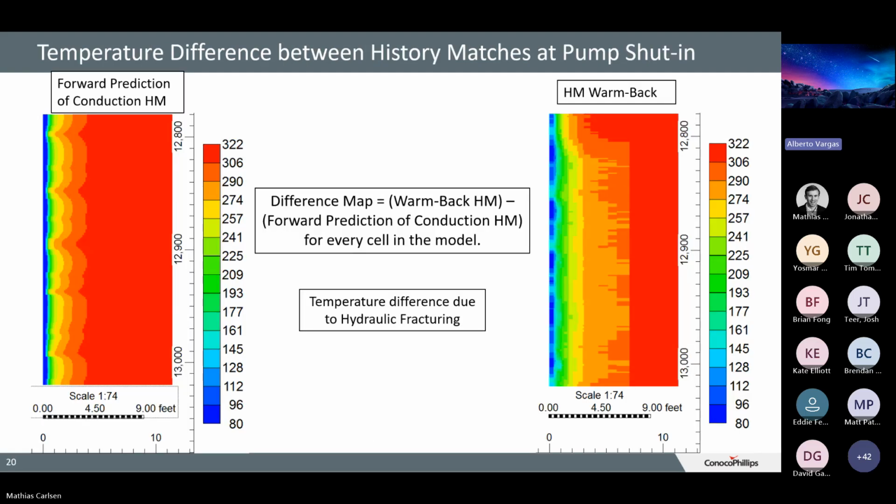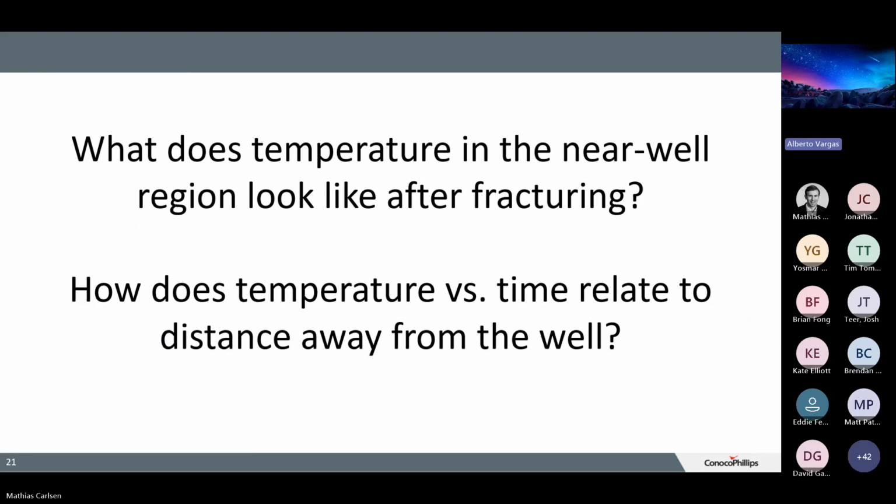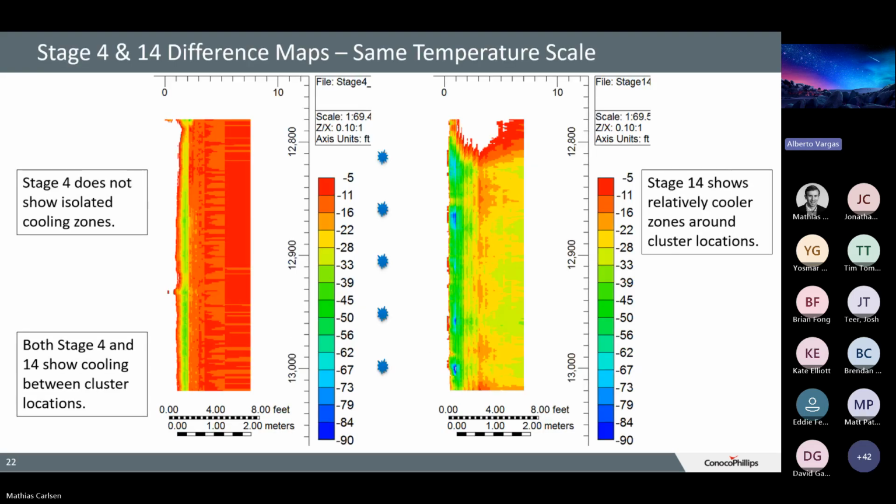One on the left here, for example, is the conduction only, where I just let it warm back completely for 18 days with no fractures. This one, I have fractures in the model, and I'm letting it warm up for 18 days. And these two are the exact same model, so I can basically, cell to cell, do a difference map and create a temperature map to see how much it actually cooled down over time. What does that temperature in the near-well region look like, and how does that relate to distance away from the well? Here's what we see.